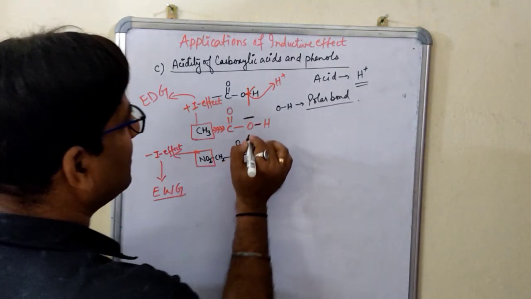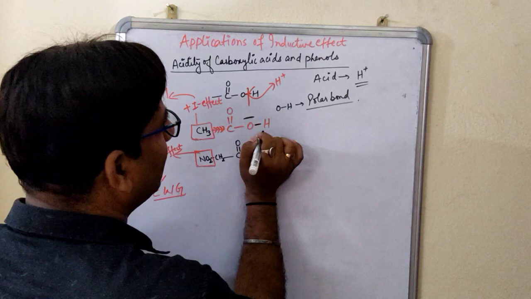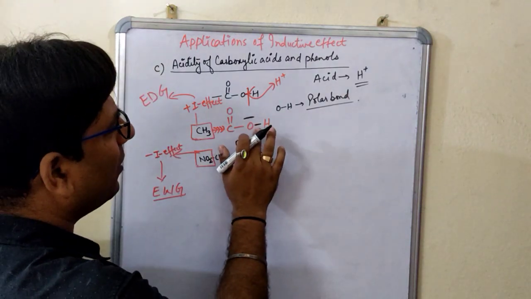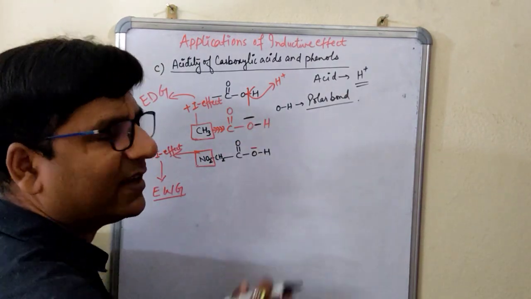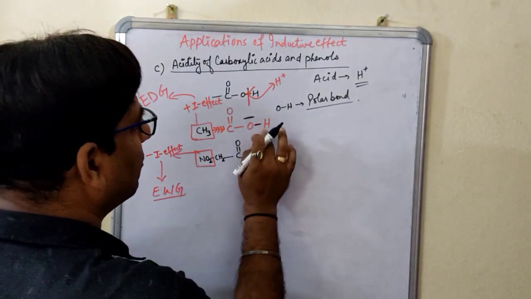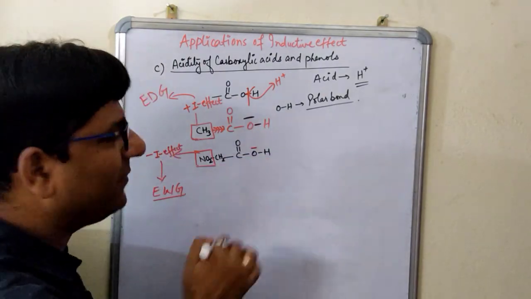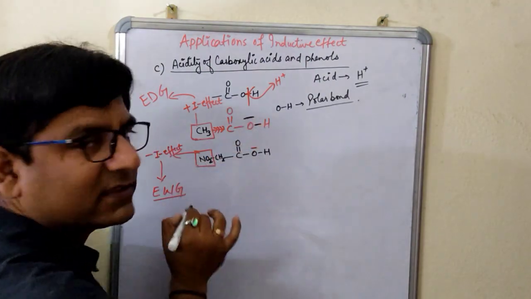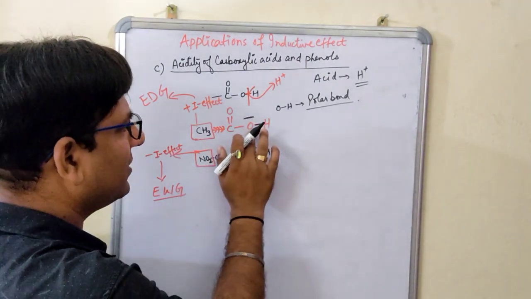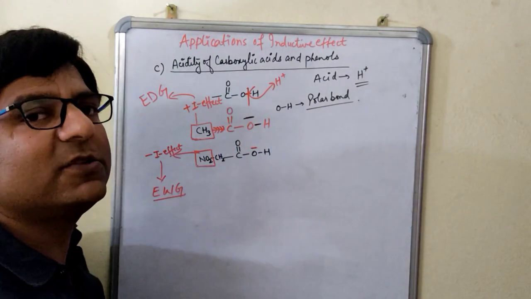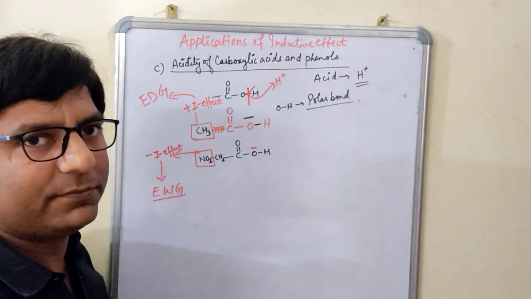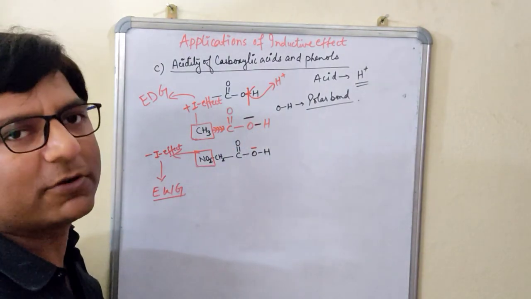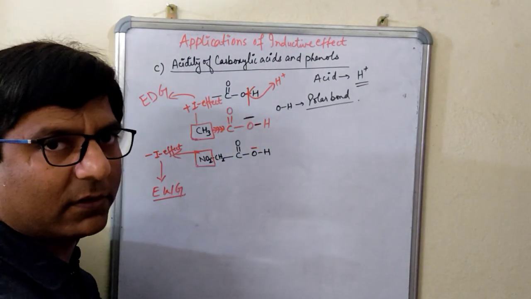Right? Means if this bond will be strong, then what will happen? It will not allow the hydrogen to move out as a proton, because for moving out we have to break this bond, and we can't break this bond. Why? Because this negative is so much intensified. Now this oxygen is holding the hydrogen much more strongly. You can't break this bond.